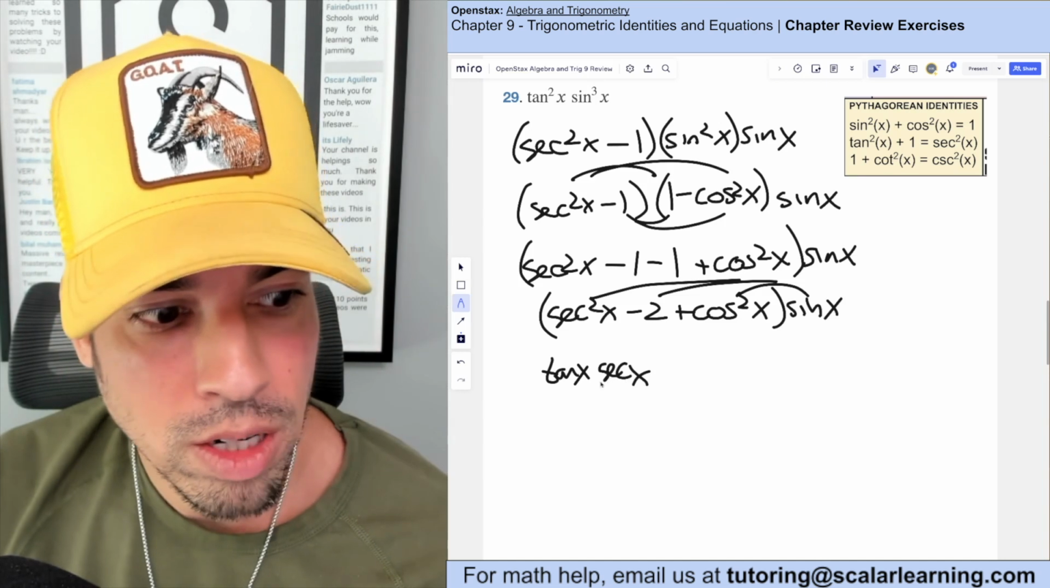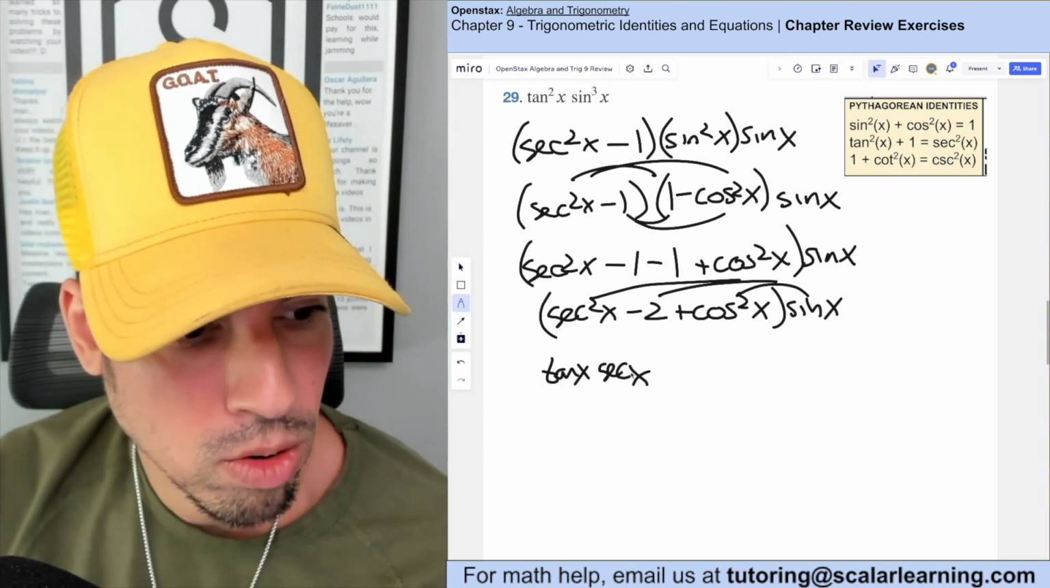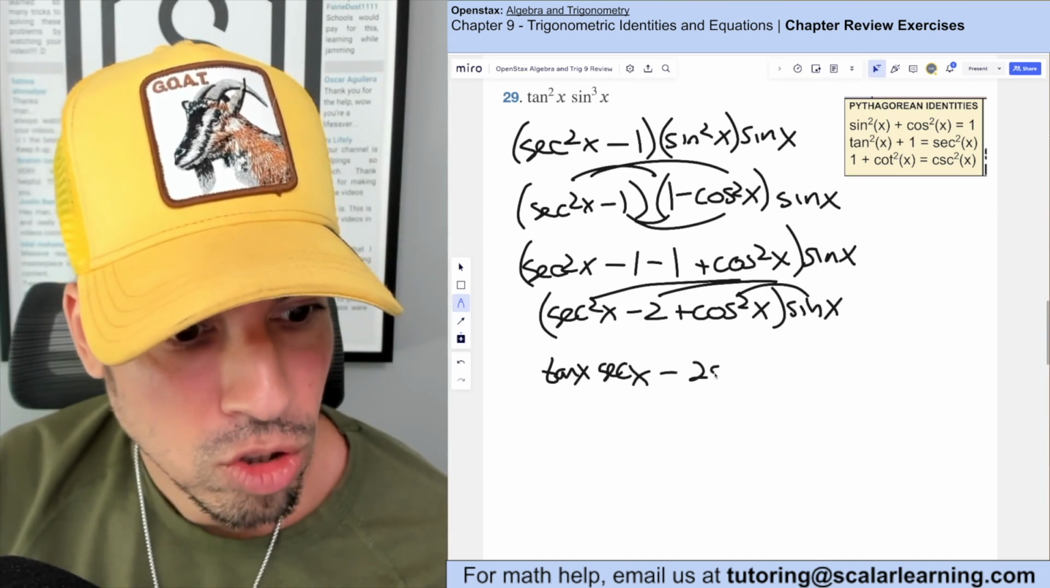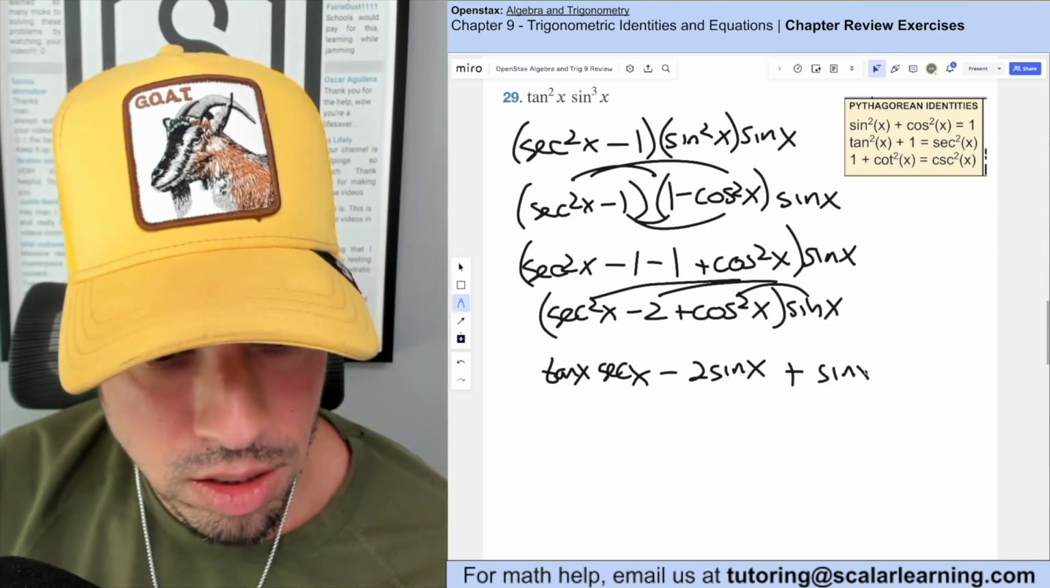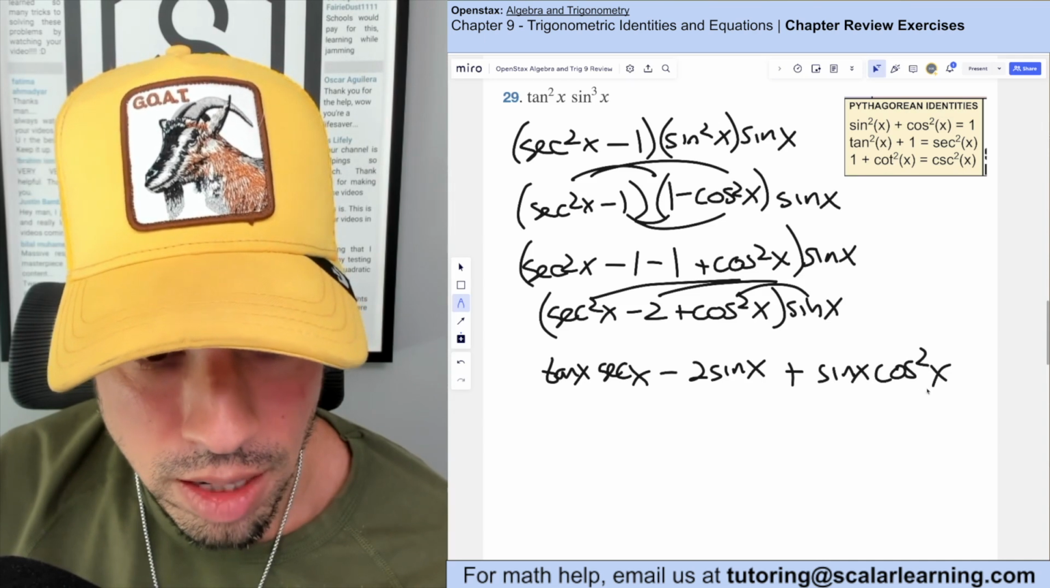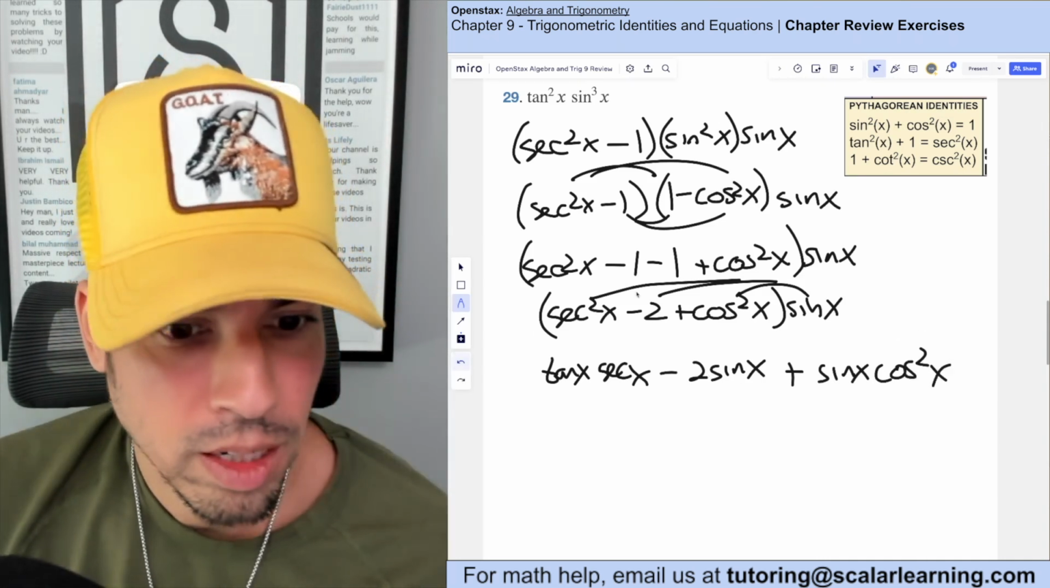So you see, we already meet that criteria. That's a single power, that's a single power. And then minus 2 sine of x, right? And then plus sine of x cosine squared of x. Now we have an exponent of 2. We got to get rid of that.